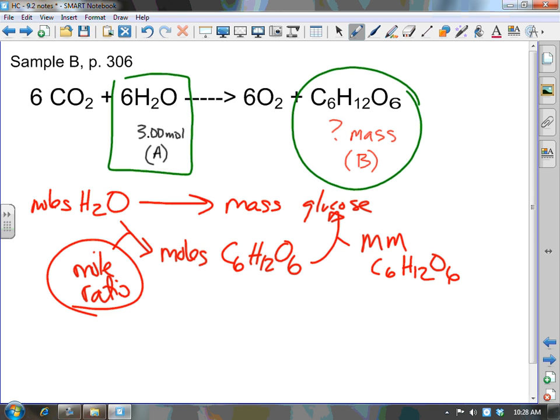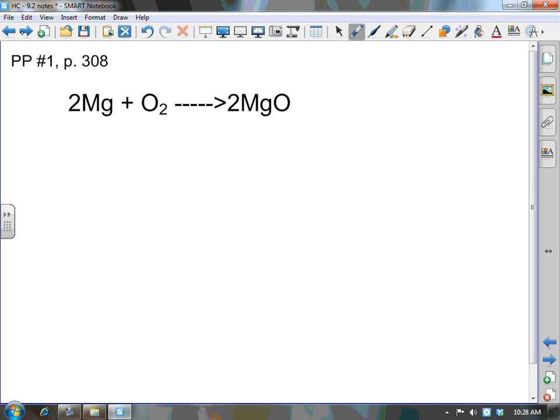Okay. Now what I want to do next is if you turn to page 308, here's the first practice problem. So we read that, the first practice problem, they actually give us the reaction, and they're asking what mass in grams of magnesium oxide is produced from 2 moles of magnesium. So you want to know what's the mass of MgO if we're given 2 moles of magnesium.